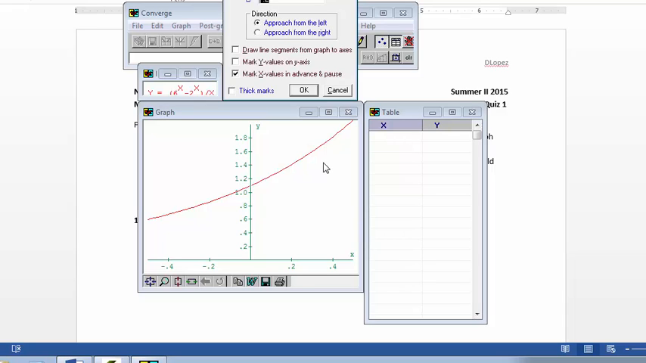So you see how detailed that is and how close you can get, right? Just from the graph, you can see that the limit there is right about 1.1. It looks like it's smack dab in the middle of 1 and 1.2. So just from the graph, I would say the limit is 1.1.